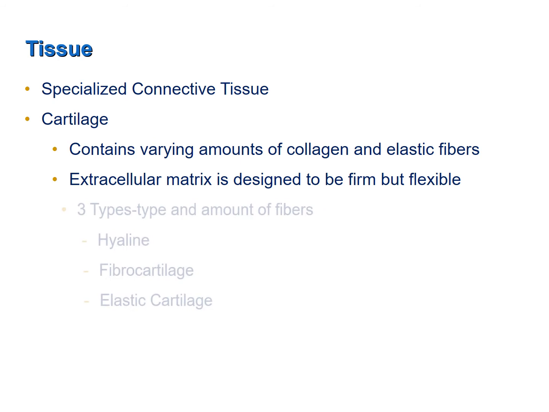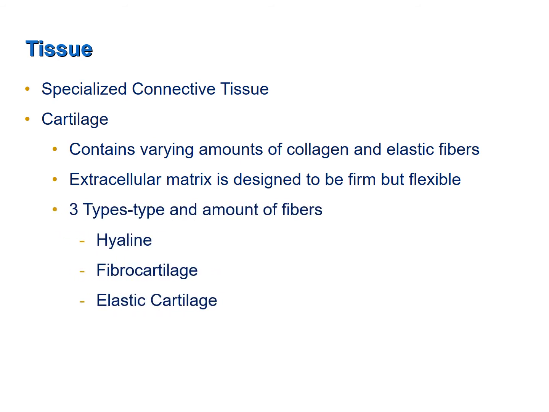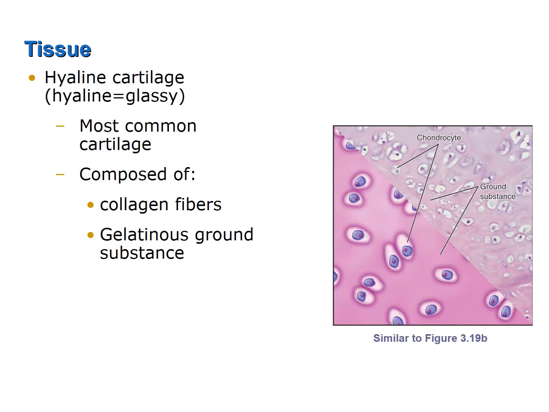There are three types of cartilage, and they differ in the type and amount of fibers that they contain. Hyaline cartilage is the most common cartilage found in the body. It contains collagen fibers and a gelatinous ground substance. Hyaline means glassy, and under the microscope, hyaline cartilage has a glassy appearance to it.